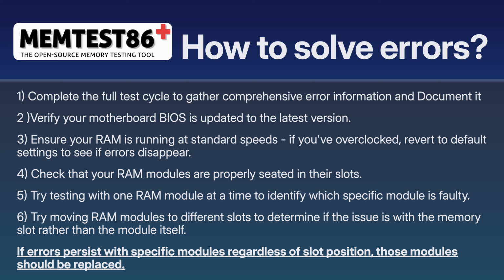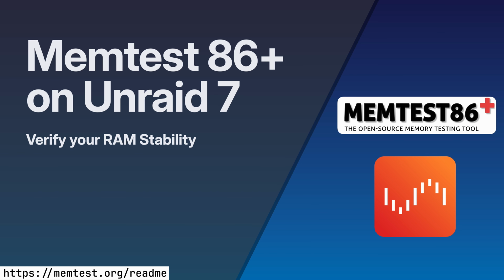The next thing is to try test runs with one module at a time to identify if a specific module is faulty. To see if the RAM module is the problem or the motherboard, it also helps to move the RAM module around between different slots and test again. After this, if you still have errors, it's time to think about replacing the RAM modules, or if it's a faulty motherboard, the motherboard. Even more information can be found on the Memtest website.